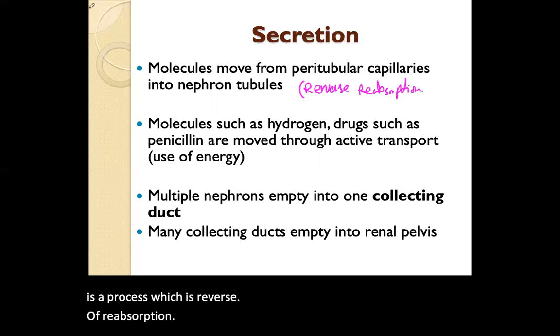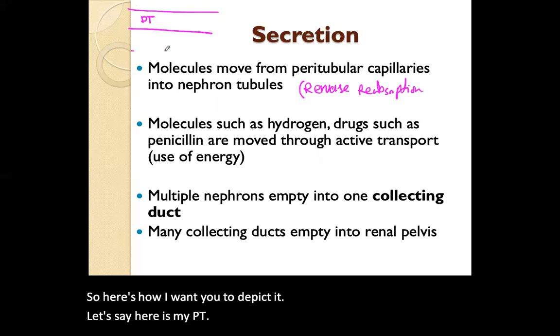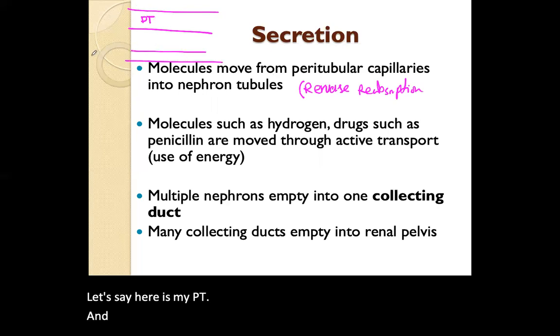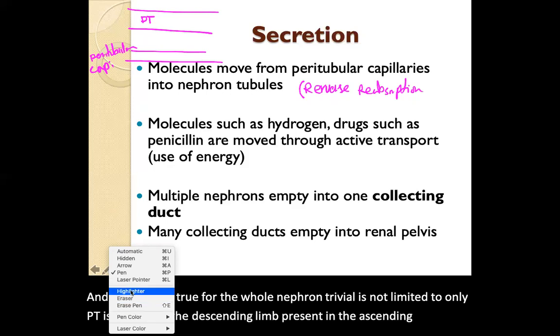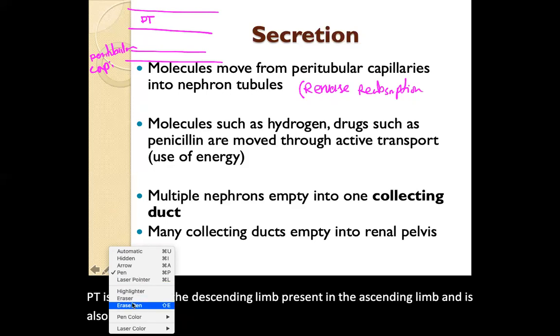So here's how I want you to depict it. Let's say here is my PT, and here is my peritubular capillaries, okay? And again, this is true for the whole nephron tubule. It's not limited to only PT. It's present in the descending limb, present in the ascending limb, and it's also present in the distal tubules.